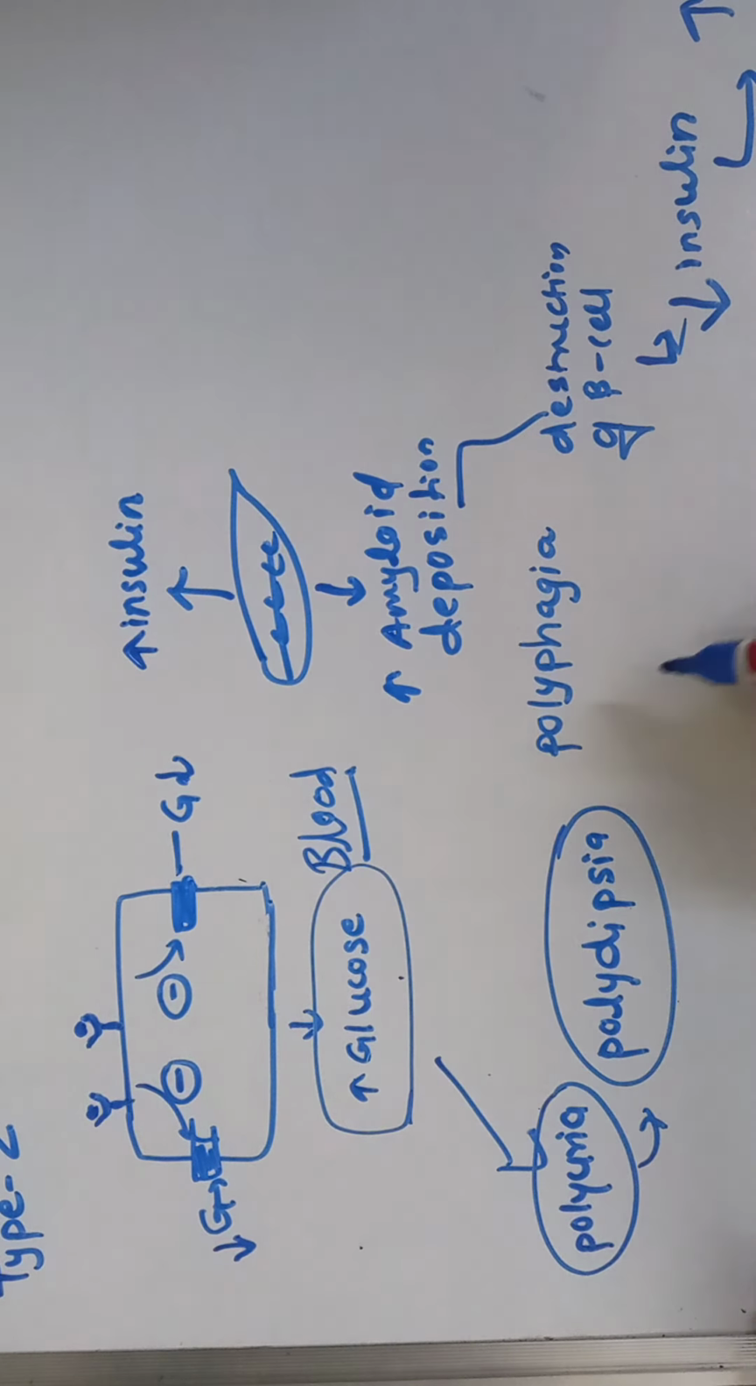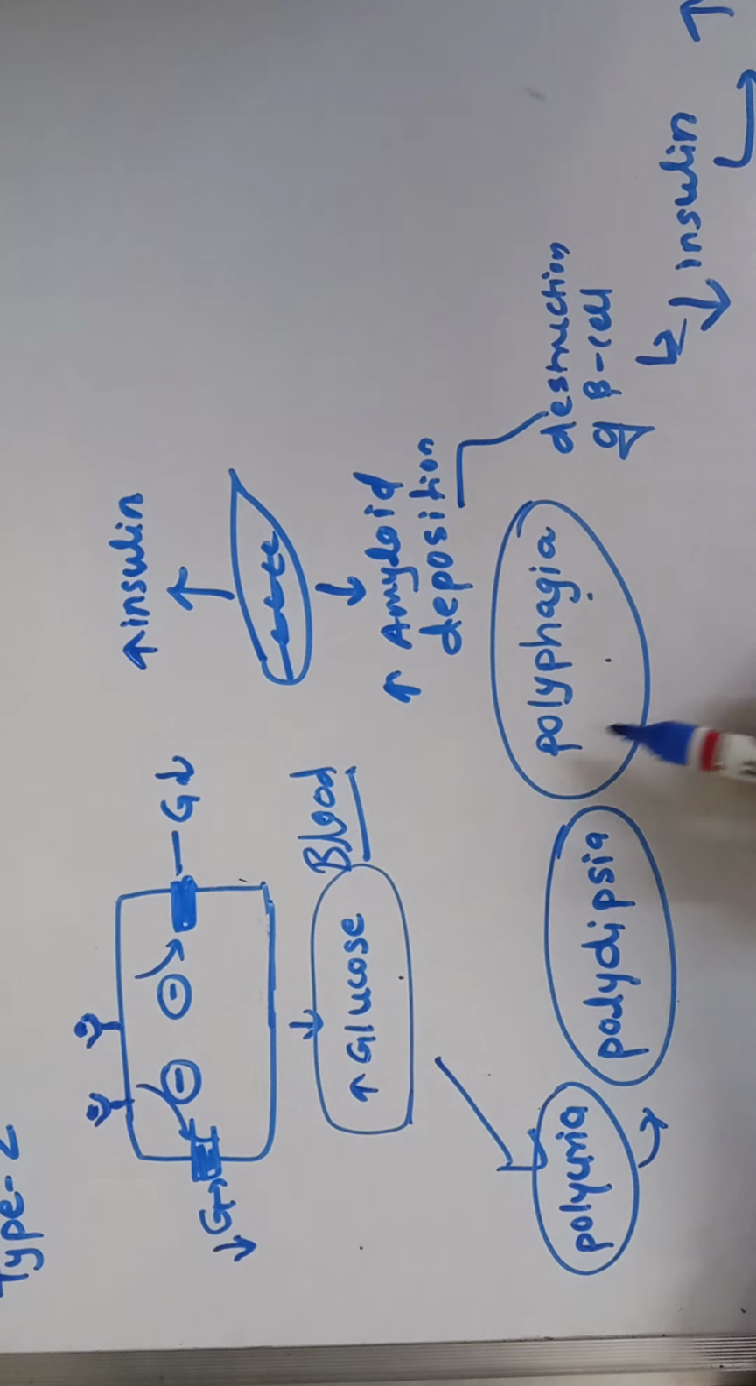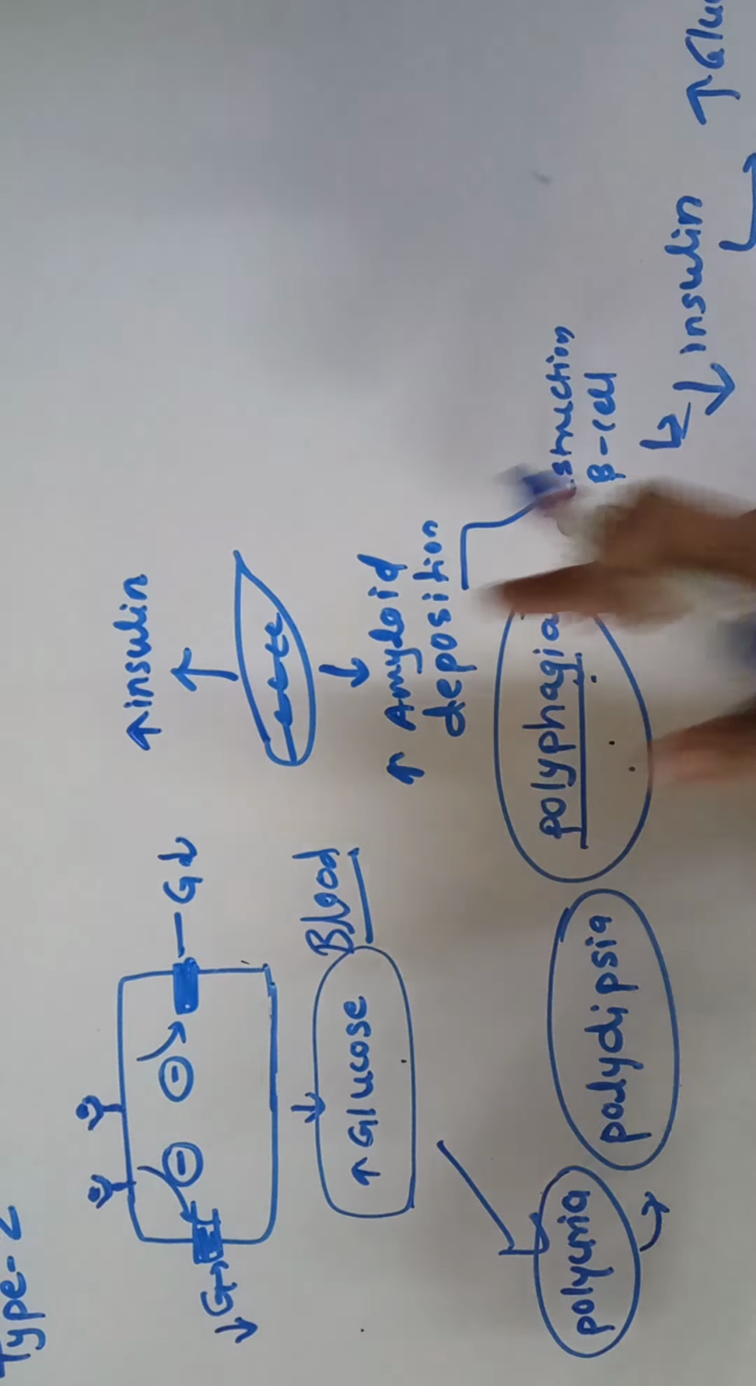And then again, the condition that follows is polyphagia. Why? Because the body tries to get energy from other sources like lipids and proteins, and because of this high lipolysis and high proteolysis, the patient feels more metabolism of other sources, and that condition becomes polyphagia. In this case also, patients may experience weight loss.